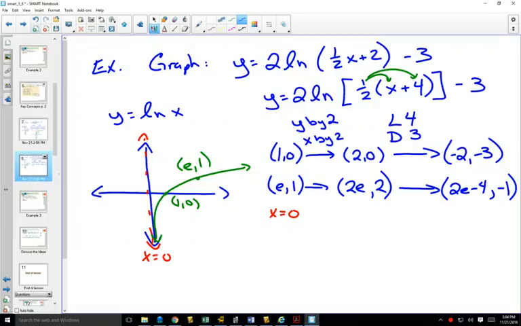The last thing we have to look at is what's going to happen to our asymptote. The only thing that's going to affect our vertical asymptote is if we move things left or right. Did we do that? Yes, we moved left 4. So our asymptote will be at x equals -4.